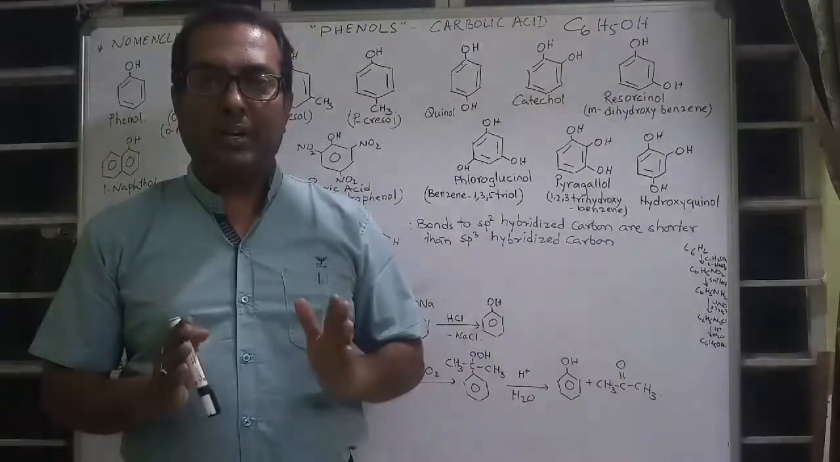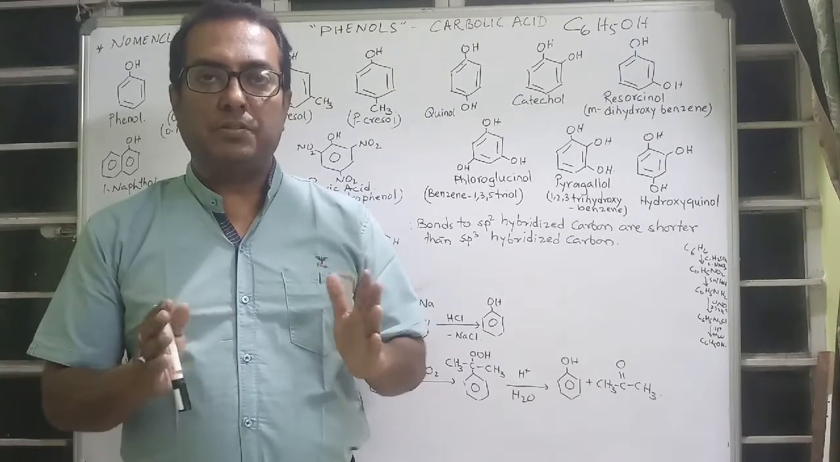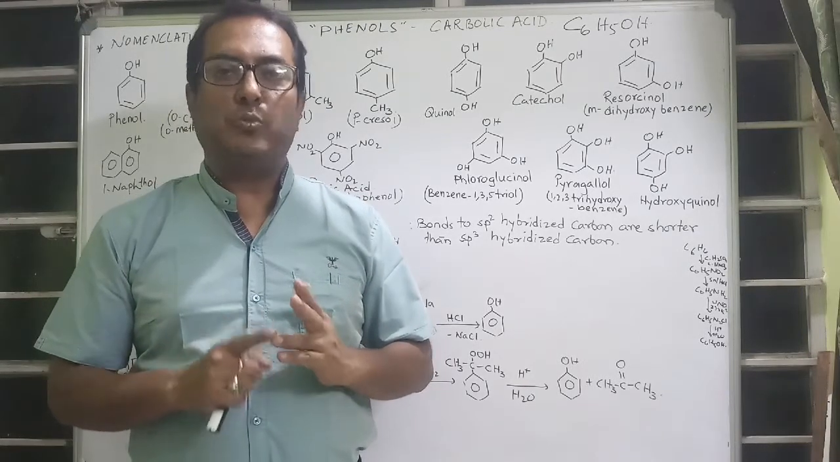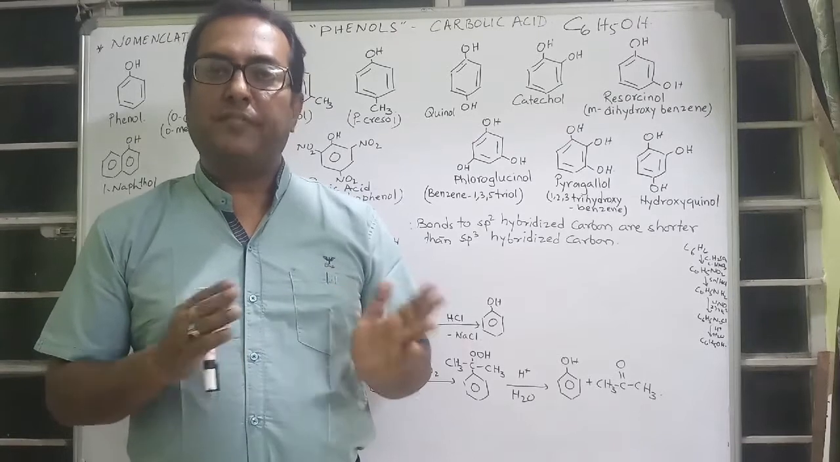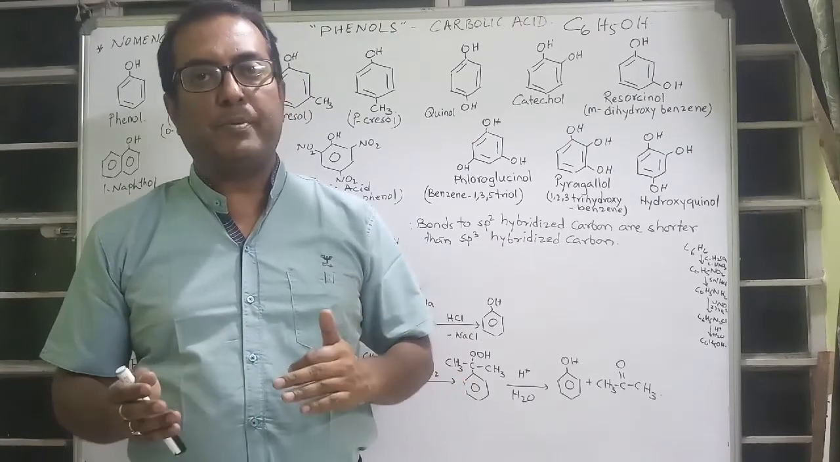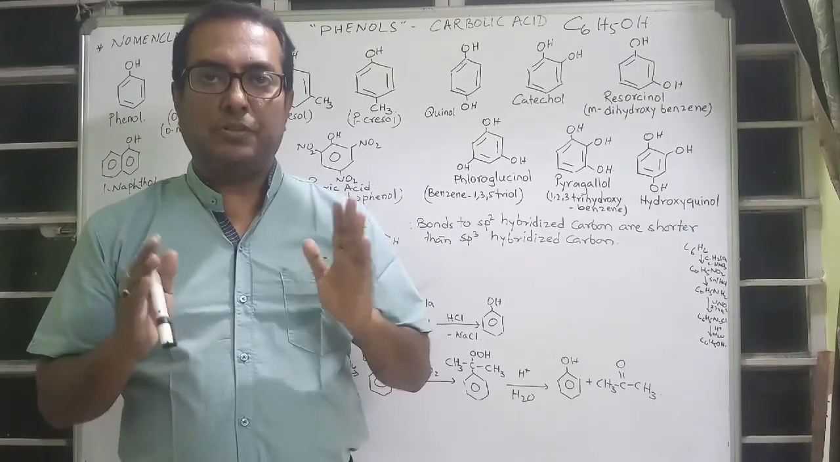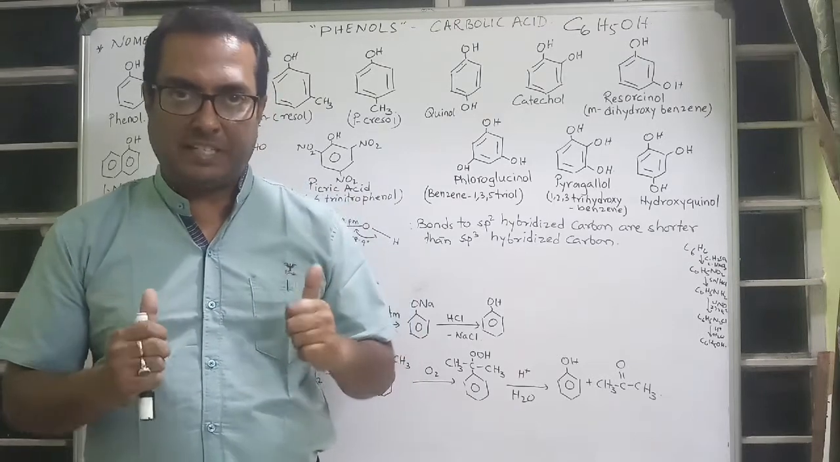Today we are moving on to the phenols. Let us see how we are going to tackle the entire chapter of phenol. First is the nomenclature. Second, the preparation. Third, the physical properties. Fourth, the chemical properties. And finally, the uses. So students, let us go together again with phenol, starting with nomenclature first.